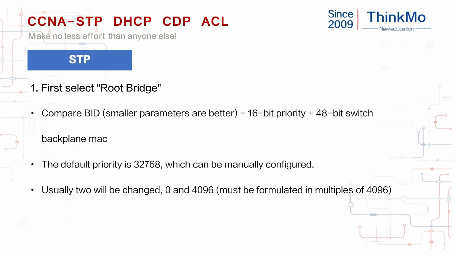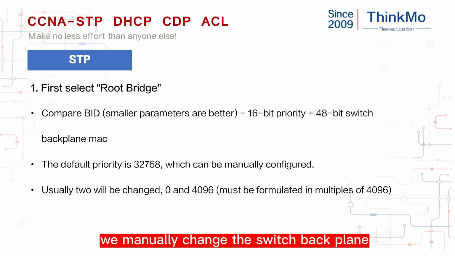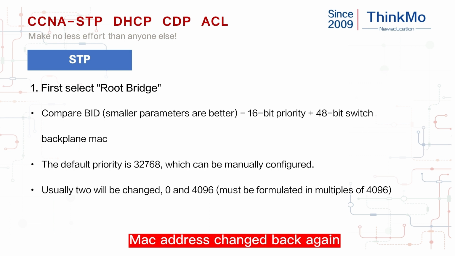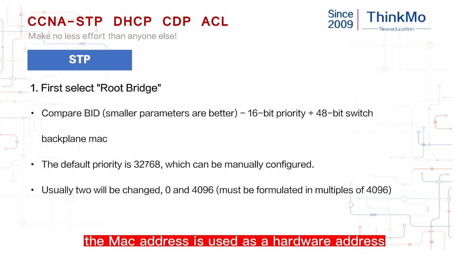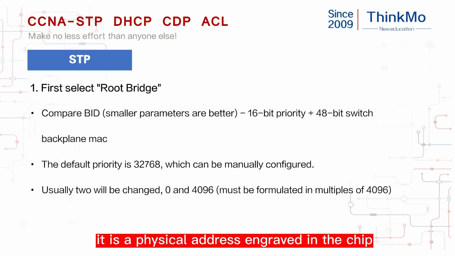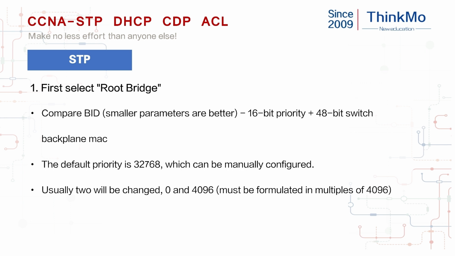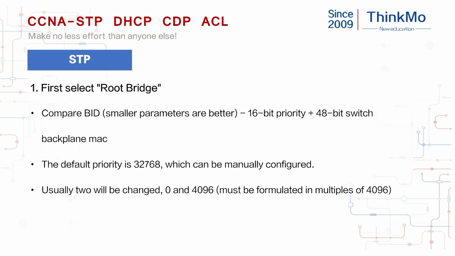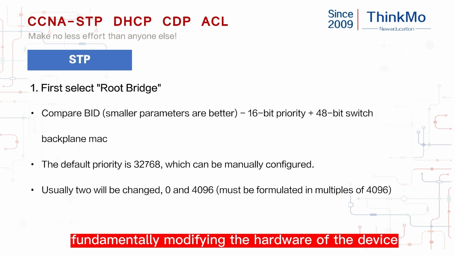In addition, if we manually change the switch backplane MAC to the same, after the next reboot the MAC address changes back again. It cannot be permanently modified. The MAC address is used as the hardware address and physical address of the device. Everyone should know this. It is a physical address engraved in the chip of the network card. We also call it the hardware address. You can't configure it, as that would fundamentally modify the hardware of the device.